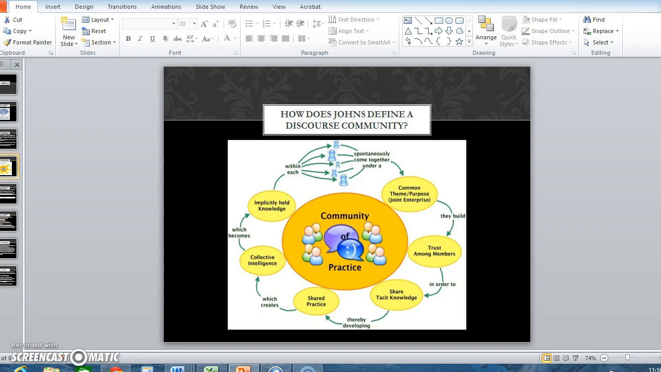So we also read Johns, and Johns defines discourse community, but in a much more kind of open, almost kind of participatory and loving way, very different from Swales. So for Johns, he actually defines discourse communities as communities of practice. One of the reasons he does this is because he doesn't see discourse communities as being isolated in the way that Swales does. And in fact, he sees many discourse communities kind of merging into each other, interacting with each other.